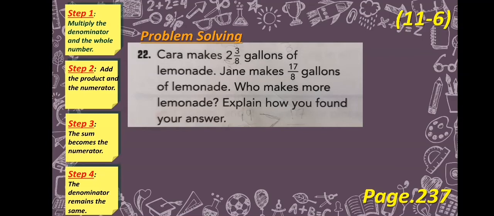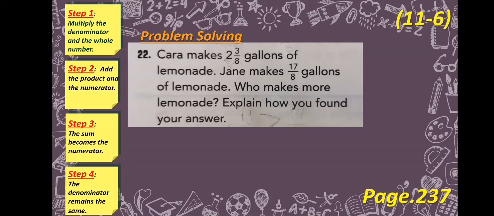Now our problem solving, number 22. Cara makes 2 and 3 over 8 gallons of lemonade. Jane makes 17 over 8 gallons of lemonade. Who makes more lemonade? Explain how you found your answer. In order to solve this problem, we need our numbers to be in the same form. So you can convert 2 and 3 over 8 to an improper fraction or 17 over 8 into a mixed number. This is up to you.